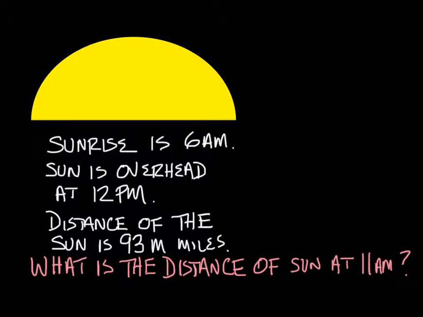Lesson 3. The sunrise is 6 a.m. The sun is overhead at 12 p.m., which is noon, not midnight. The distance of the sun we will use as being 93 million miles. What is the distance of the sun at 11 a.m.? And actually it says distance, but that should read, what is the height of the sun at 11 a.m.? And remember, this problem was from ancient times when we studied it back then, so they figured that the sun had a certain height instead of just following what we know to be true today.